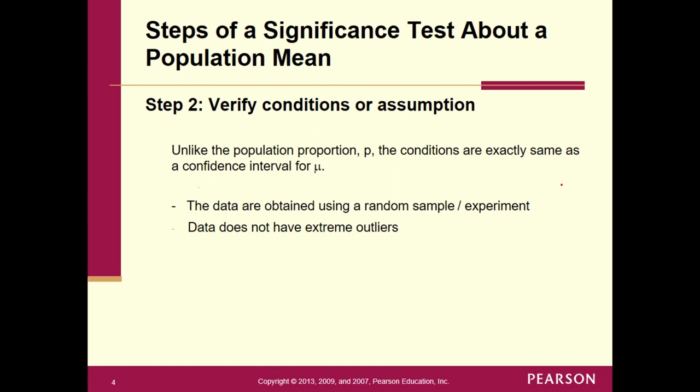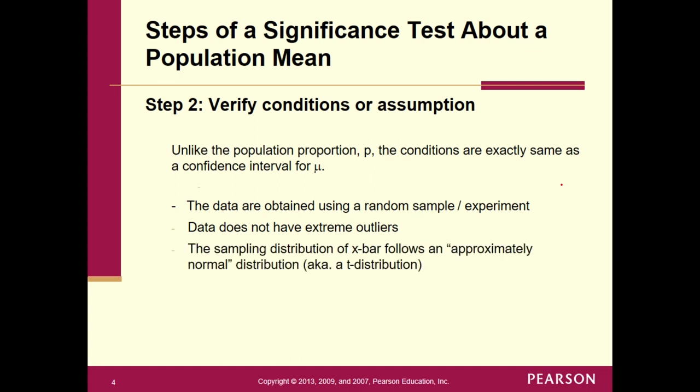In practice, we would take a look at a histogram here. We're just going to assume that, because if it did, we wouldn't know how to handle it anyway. So we're just going to assume that we don't have any extreme outliers. And 3, the sampling distribution of x bar follows approximately a normal distribution, aka the sampling distribution of x bar follows a t distribution. Remember, the t distribution is an approximately normal distribution.